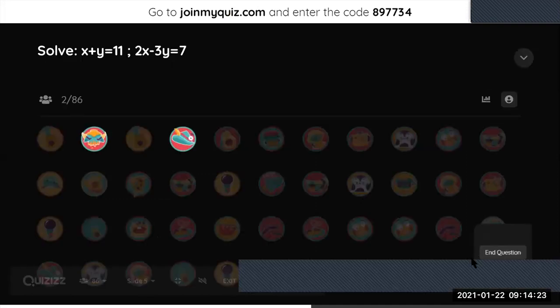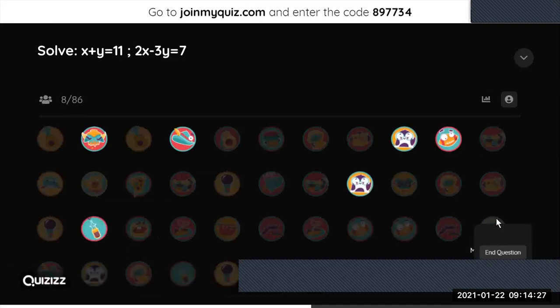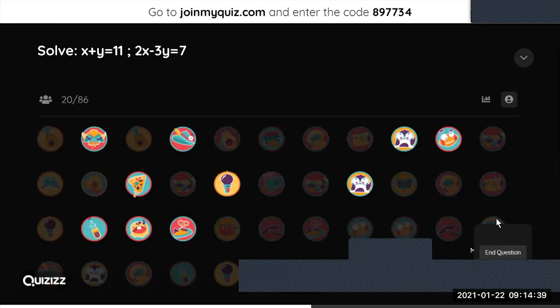So quickly select the correct answer. You already got x equals to 8. You have two choices. One is 8 comma 3 and the other is 8 comma minus 3. So solve for y. Only two options are there, right? Solve for y. And what will y equal?